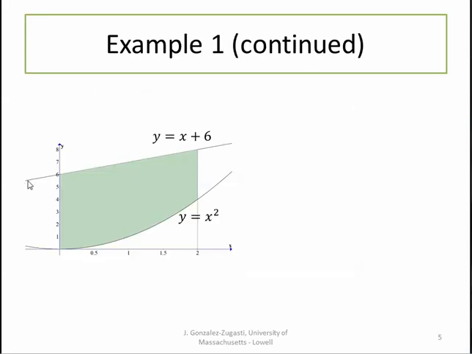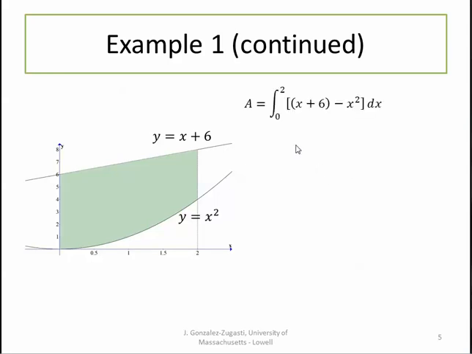So here's the sketch of y equals x plus 6. Here's a sketch of the curve y equals x squared. We said we were going from 0 to 2. So this is the region we want to find the area of. So here our top function is this one here, y equals x plus 6. And this function here, y equals x squared, is our bottom function.